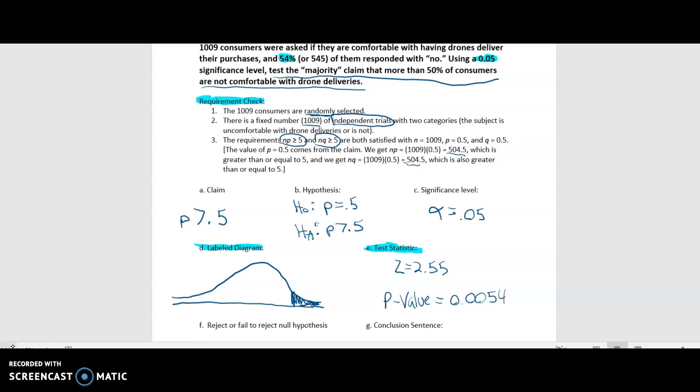So I have a right-tailed test, and I knew that because I have a greater than sign. And the shaded region is 0.0054. That's related to my p-value. Make sure when you write these down, you label them. And this borderline right here is 2.55. Now, I need to determine whether to reject or fail to reject the null hypothesis.